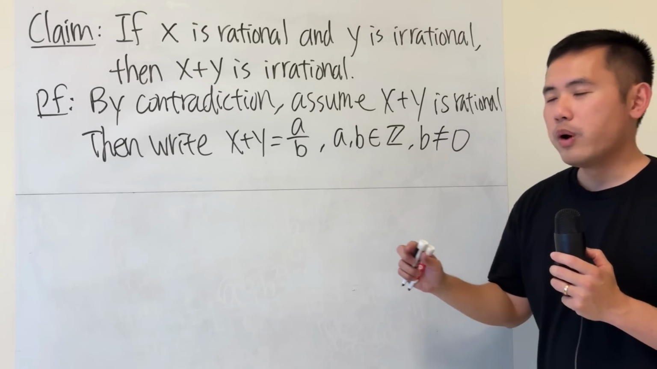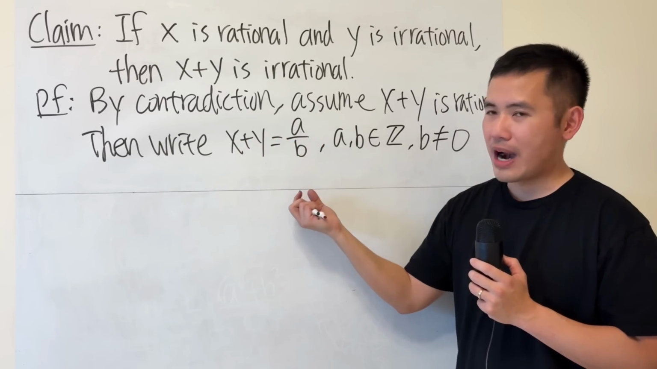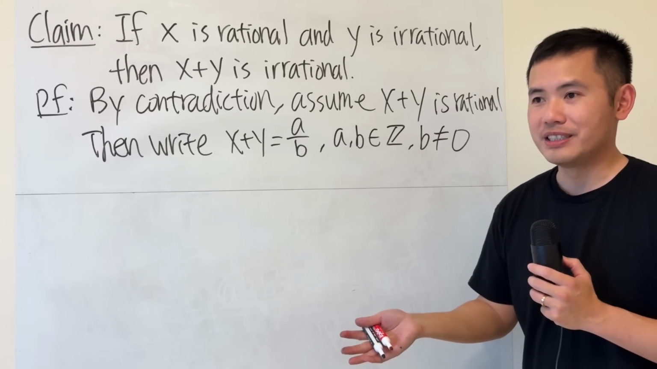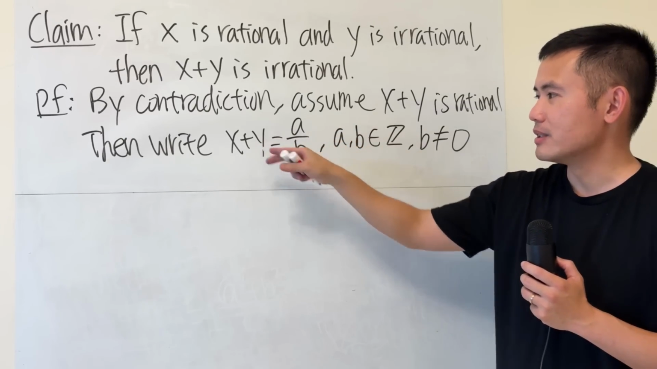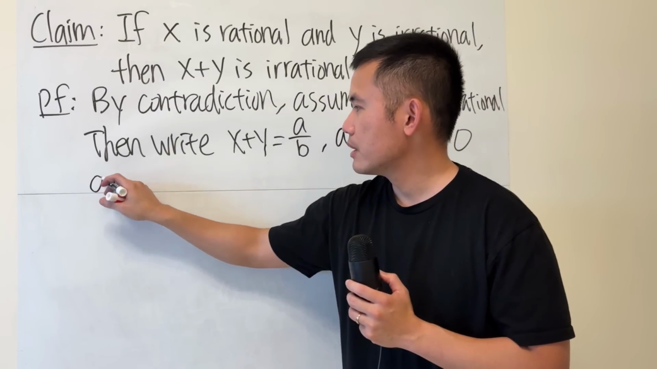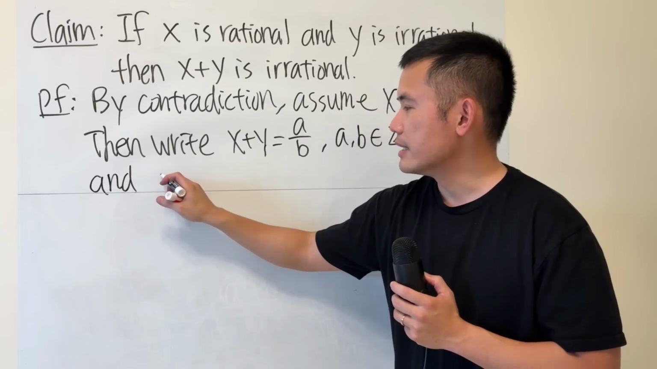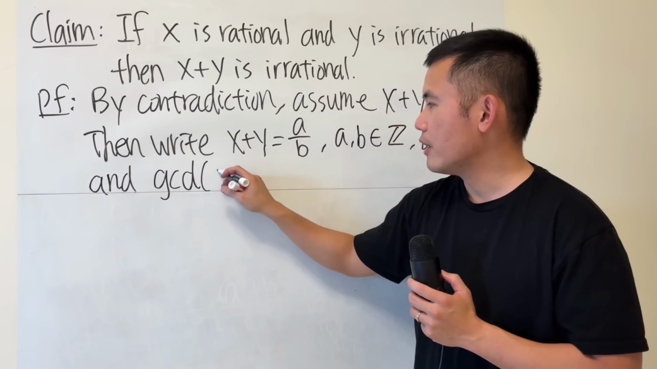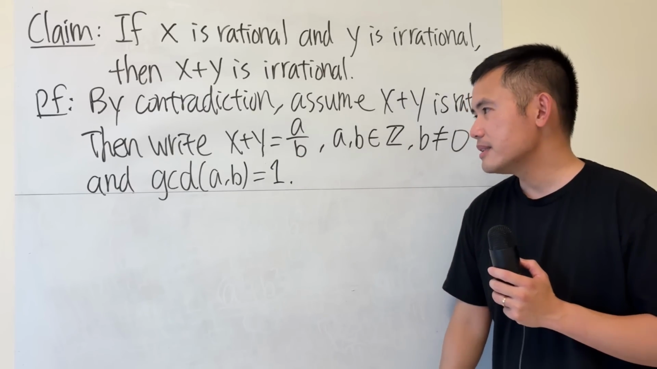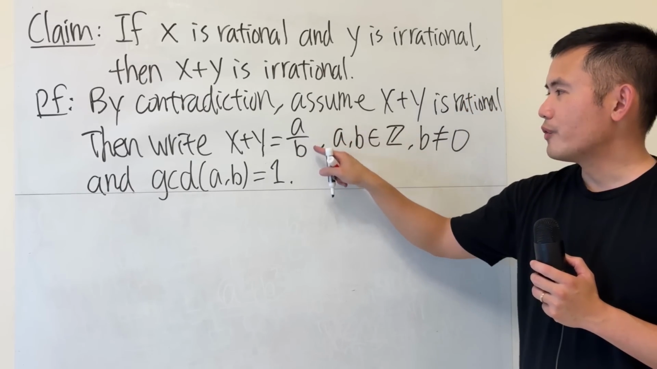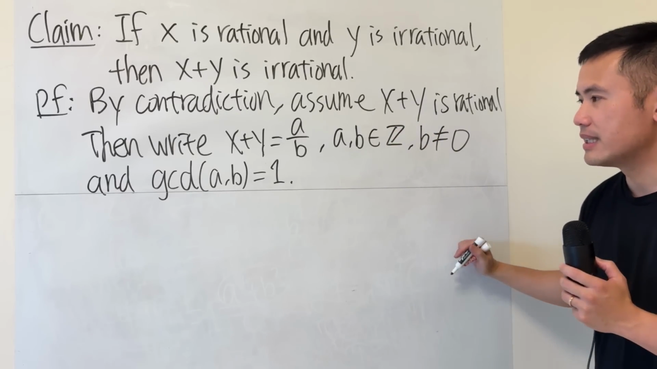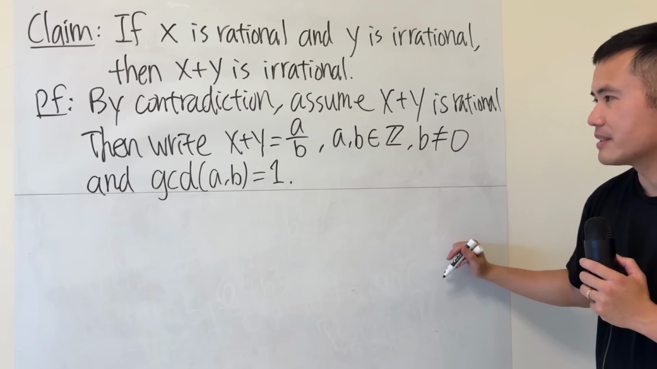And remember, whenever you write a fraction, you can assume that a and b have been reduced, right? The smallest possible for you to make this work. So I will further assume that the greatest common divisor of a and b is just equal to 1. The idea is that if you have, let's say, 2 over 6, don't bother to write that. Write it as 1 over 3. So they don't have any common factor.